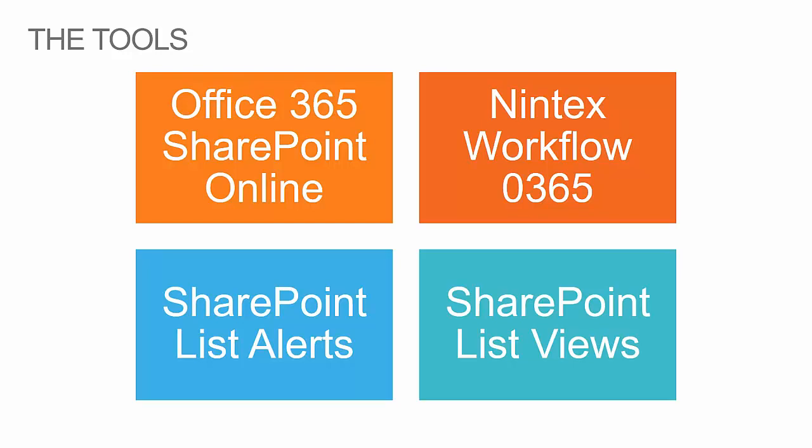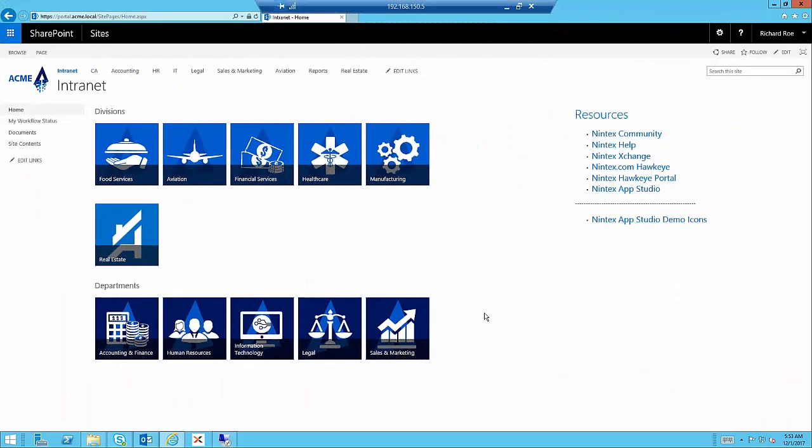So for this video today, these are some of the tools that I'll be using. Obviously SharePoint Online on Office 365. I'll be making use of Nintex Workflow, Office 365, SharePoint List Alerts, which is an out-of-the-box feature, as well as SharePoint List Views.